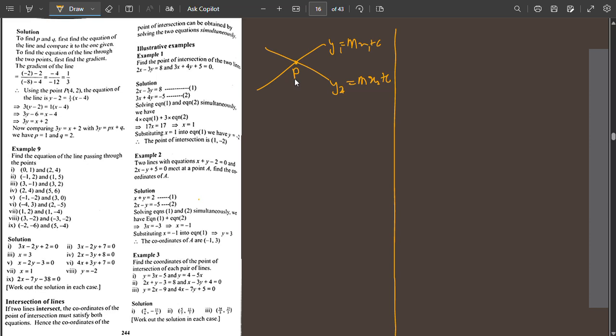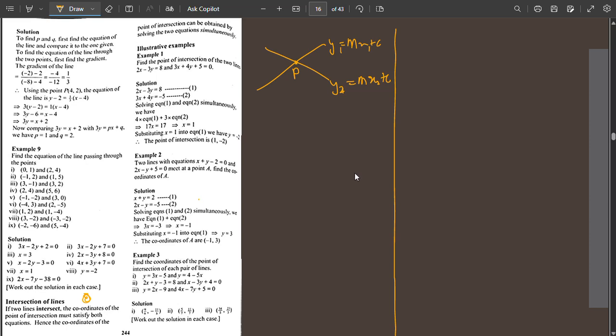How can I find the point of intersection? How can I find the coordinates of this point? This is what we are learning right now. And the method we use here is to solve the equations simultaneously.